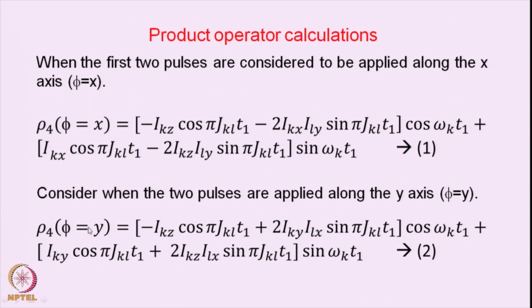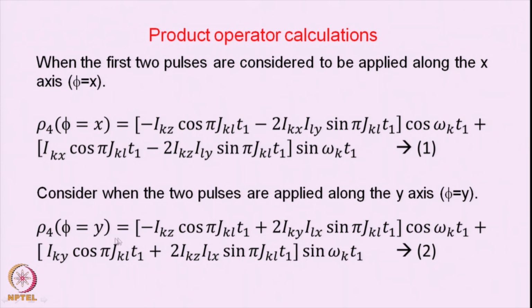Now, when we repeat this experiment with the phase of the pulse incremented by 90 degrees, instead of phi is equal to x, now we put phi is equal to y. So, what happens then? You do the same calculation once more, and what you arrive at is given here. The individual steps I am not going to give again, because we did that in great detail when we did the COSY experiment. So, we can simply take this result: when phi is equal to y, rho 4 is given by minus iKz cosine pi J_KL T1 plus 2 iKy iLx sin pi J_KL T1 cosine omega_K T1 plus iKy cosine pi J_KL T1 plus 2 iKz iLx sin pi J_KL T1 sin omega_K T1.